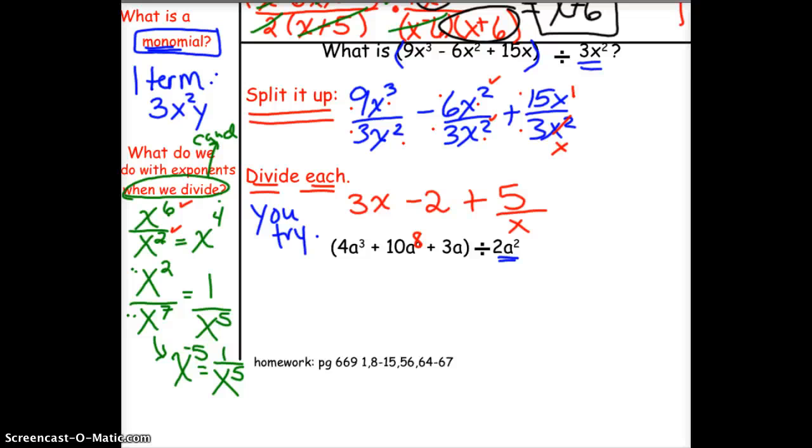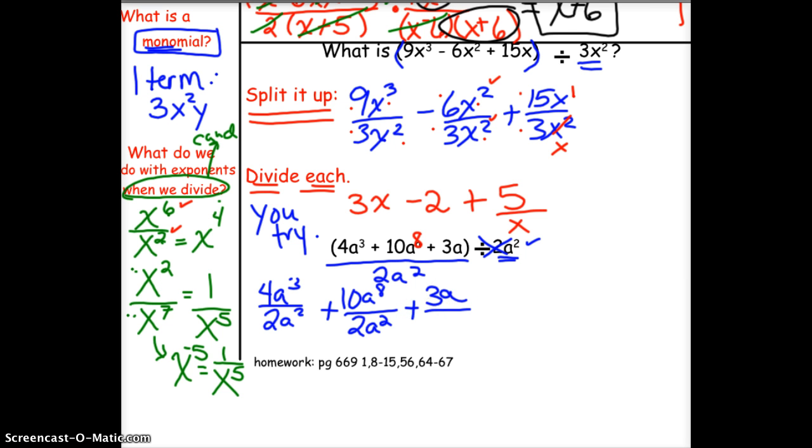Alright, so let's go through the process. When I notice that I'm dividing by a monomial, really what that means is it's all over 2a squared, or it's all divided by 2a squared. Sometimes you'll see that written like this. It's the same thing. That means every term gets divided by 2a squared. I'd have 4a cubed that I'm dividing by 2a squared, I'd have 10a to the 8th that I'm dividing by 2a squared, and I'd have 3a that I'm dividing by 2a squared. I do them each individually and arrive at my answer.